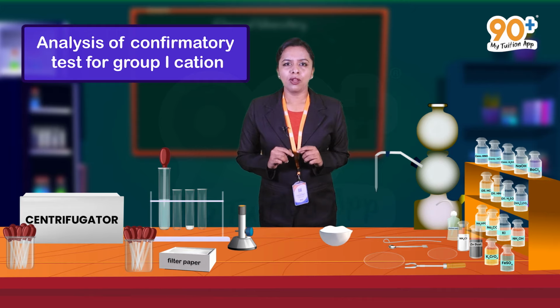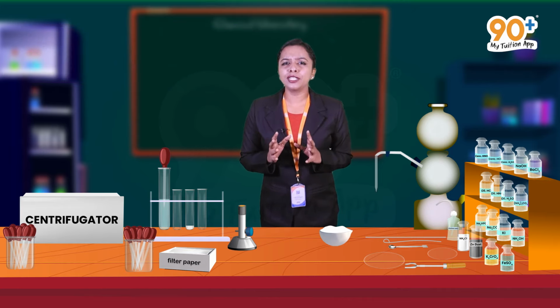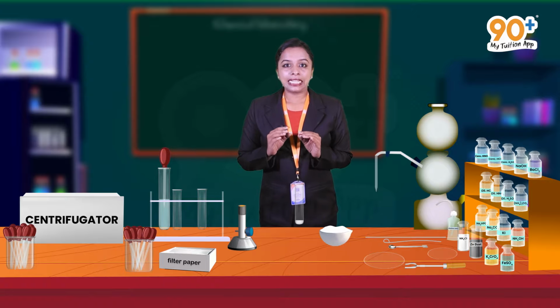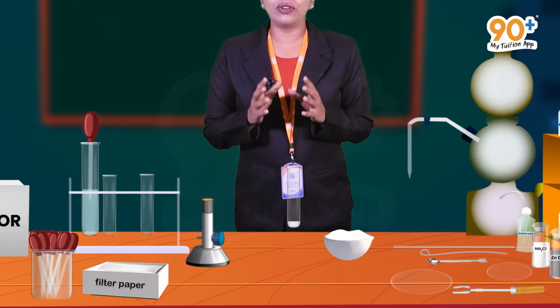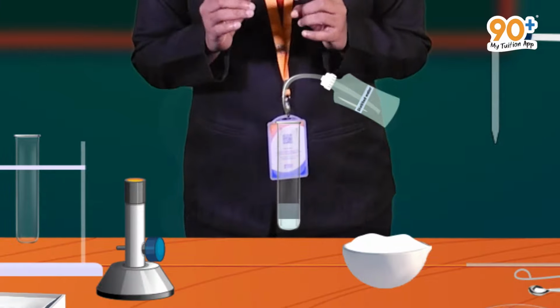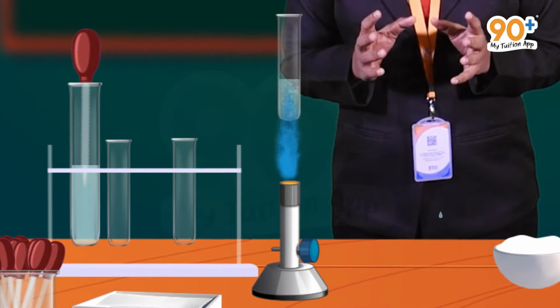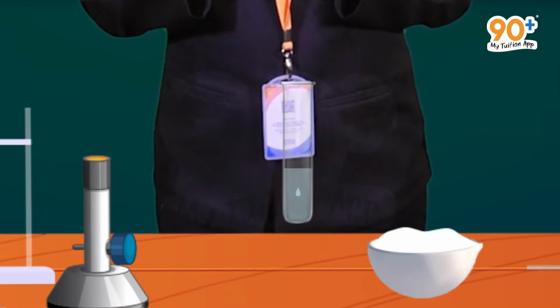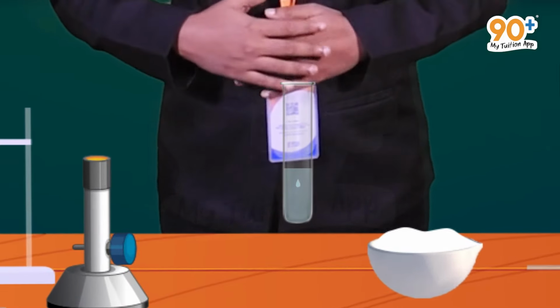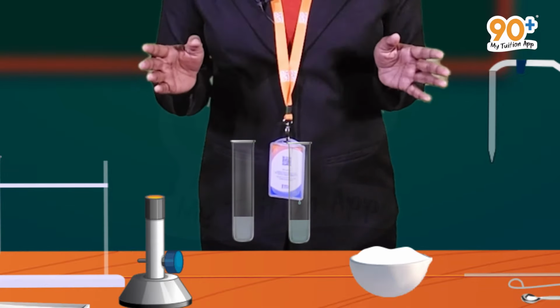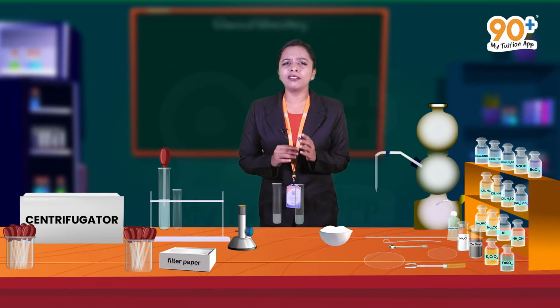Now let's conduct the confirmatory test for group 1 cation. For doing this, take the residue of group 1 cation, that is the white precipitate. Then add a few drops of distilled water into this. Then boil this solution. As you can see, the white precipitate gets dissolved in the water. Now divide this solution into two parts. Using this solution, we will conduct the confirmatory test.